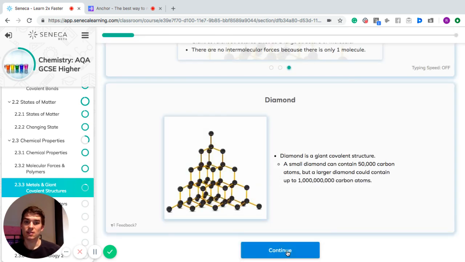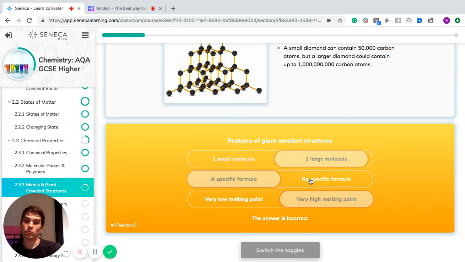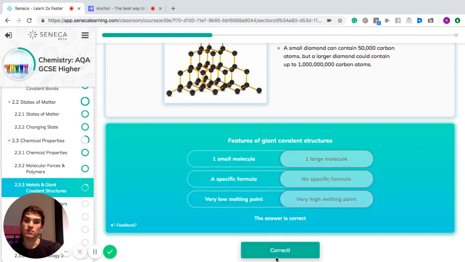So diamond is an example of a giant covalent structure. A small diamond can contain 50,000 carbon atoms, but a large diamond could contain 1 billion carbon atoms. And some features of giant covalent structures: they're one large molecule, there's no specific formula, and they have a very high melting point.